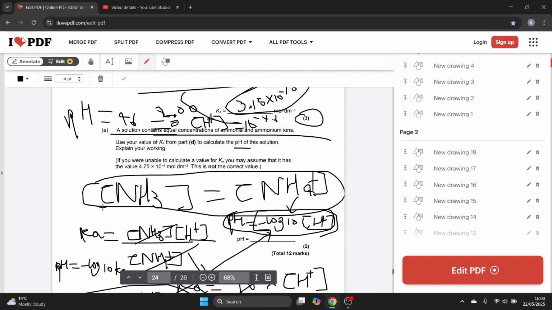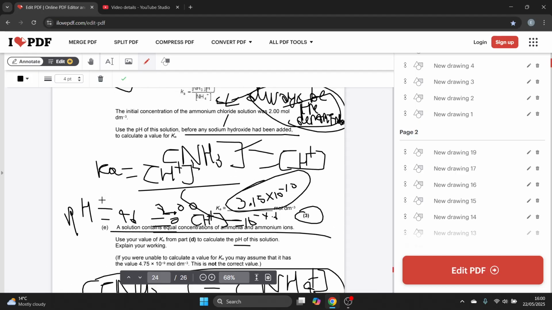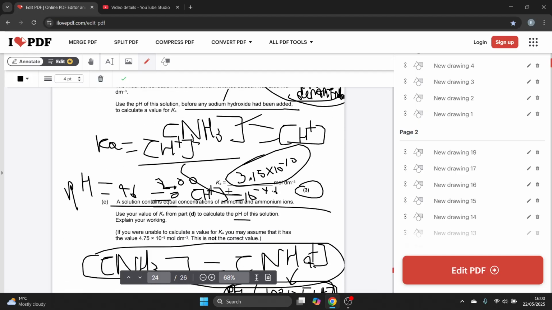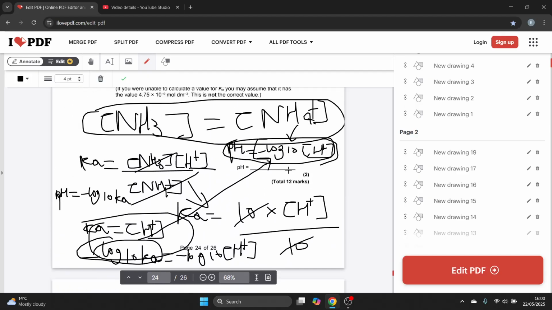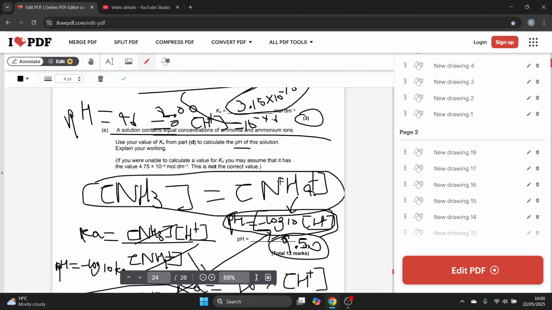And I have got Ka from part D. So it's minus log 10 of 3.15 times 10 to the power minus 10. And therefore I get 9.50. That is very, very difficult. That is very difficult, this question. Part E.